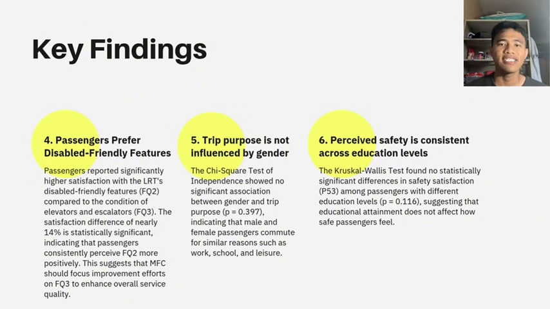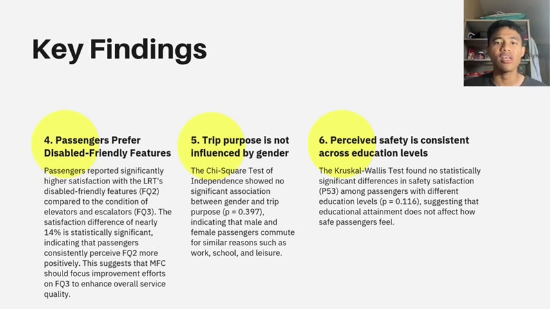Another part of our analysis looked at whether education level influences how safe passengers feel when using the LRT. For this, we use the Kruskal-Wallis test, which is a non-parametric test used to compare satisfaction scores across more than two independent groups, in this case different levels of educational attainment. The satisfaction measure we used was PS3, which represents passengers' rating on safety and security.